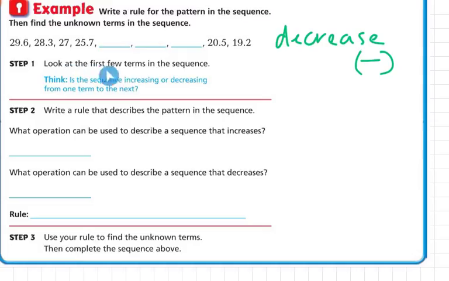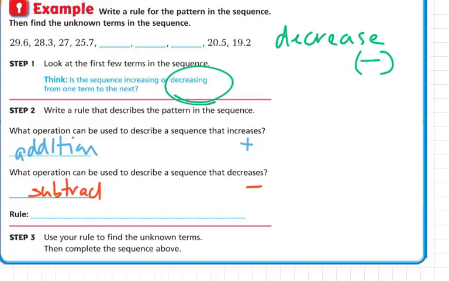So when it says, look at the first few terms of the sequence, we look and we see 29 and 6/10, 28 and 3/10, 27, 25 and 7/10. So think, is the sequence increasing or decreasing? Well, we would circle decreasing, boys and girls. So now in step 2, we're going to write a rule that describes the pattern. It says, what operation can describe a pattern that increases? Well, if there's an increase, meaning we're going to add, it would be addition. When it says, what operation describes a sequence that decreases, we should think subtraction.